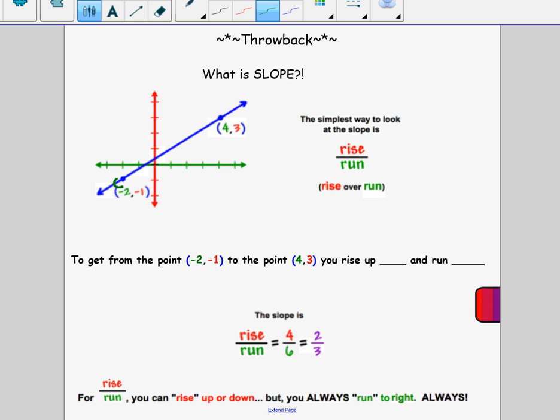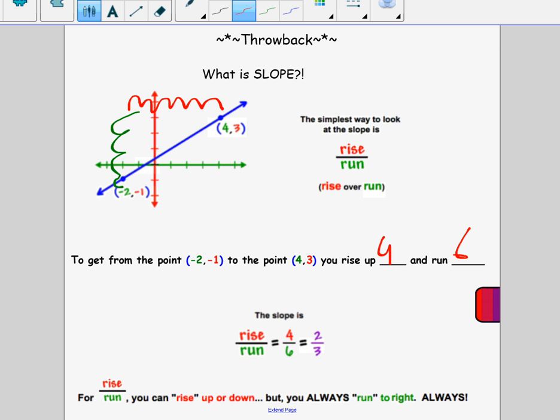From -1 we go 1, 2, 3, 4, and then we go over 1, 2, 3, 4, 5, 6. And pardon my bad handwriting as I use the touch screen for that. I tried to line them up with the graph lines as best I could. So we went 4 up and 6 over, and then we've got our rise over run is 4 over 6, which simplifies to 2/3.